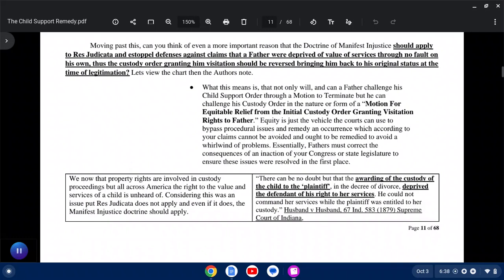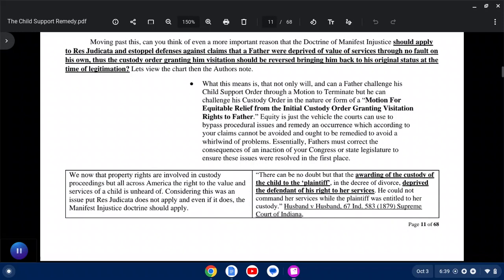So the manifest injustice doctrine must be an equitable remedy. Equity is just the vehicle the courts can use to bypass procedural issues and remedy an occurrence which, according to your claims, cannot be avoided and ought to be remedied to avoid a whirlwind of problems. Essentially, fathers must correct the consequence of an inaction of your Congress or state legislature to ensure these issues were resolved in the first place.